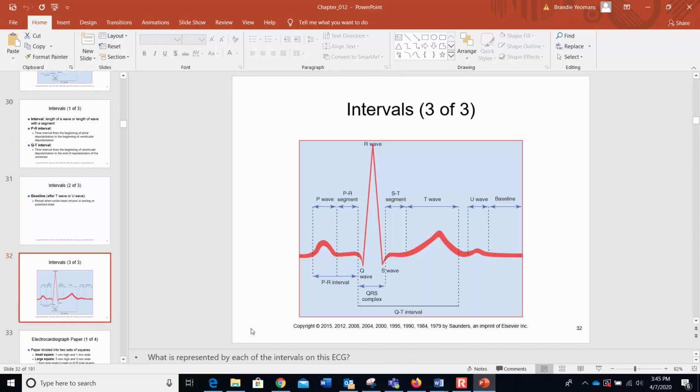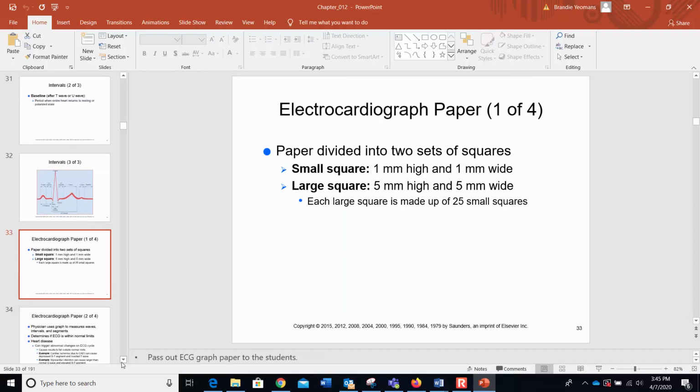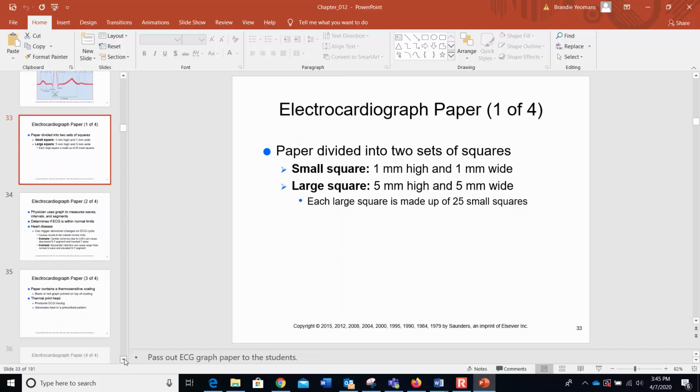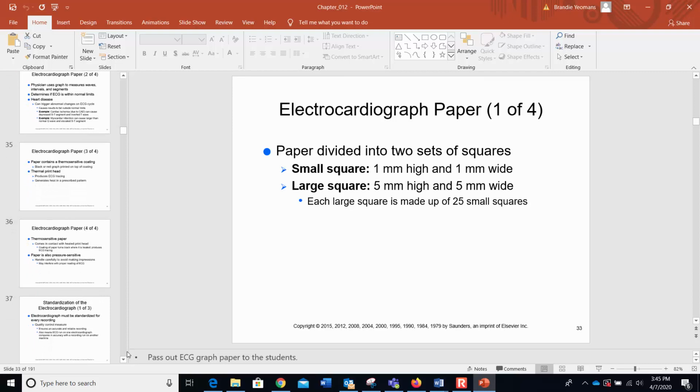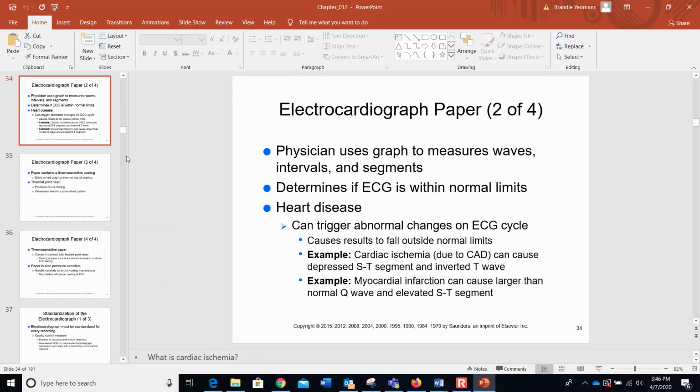So here are the intervals again. That just gives you another idea as to how that looks. Let's talk a little bit about the paper, and that's really important. The EKG paper is divided into two sets of squares. You have the real tiny squares, which are 1 millimeter high and 1 millimeter wide. Then you have your bigger squares that are 5 millimeters high and 5 millimeters wide. So each large square is made up of 25 small squares. You with me? Not a lot of math, just pretty easy.